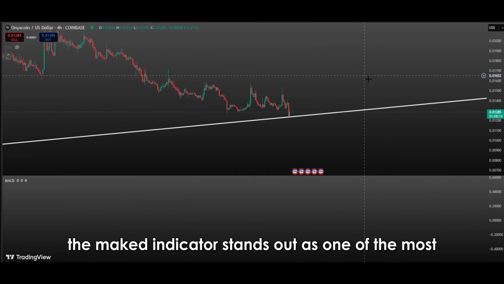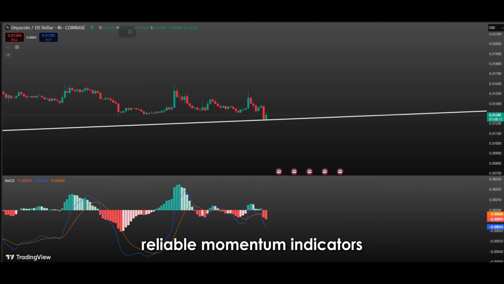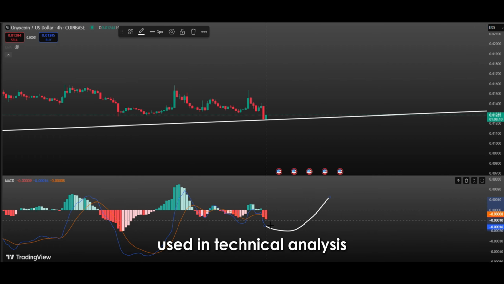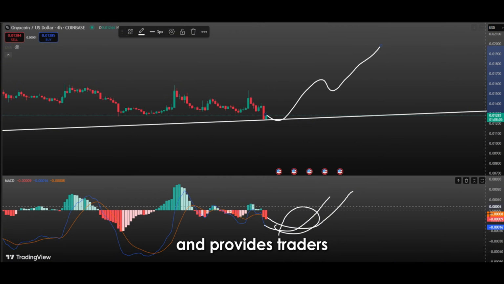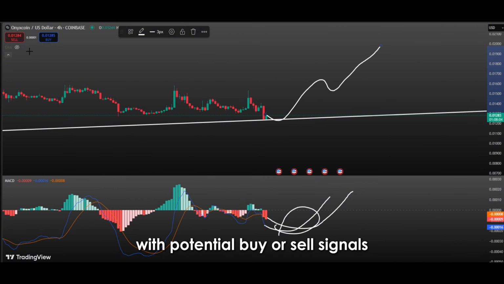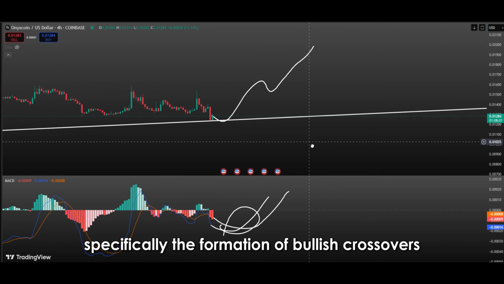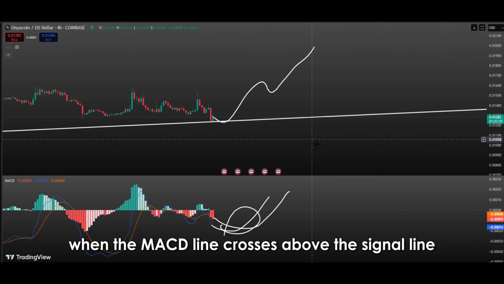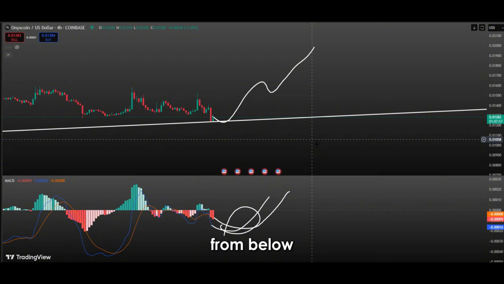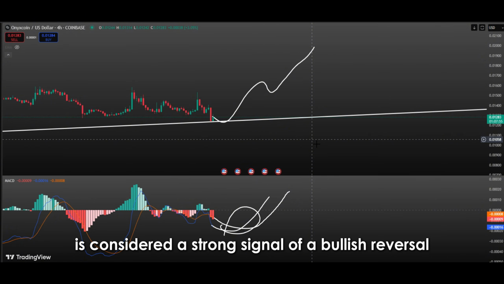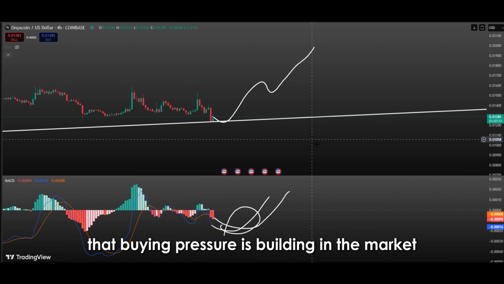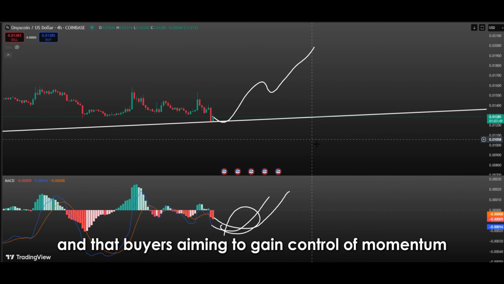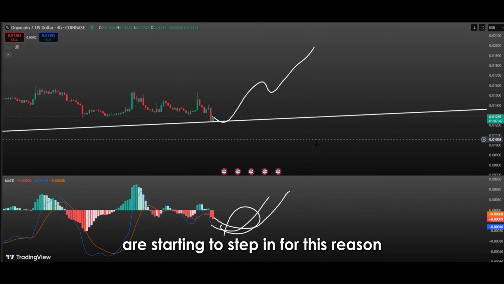The MACD indicator stands out as one of the most reliable momentum indicators used in technical analysis. This indicator measures momentum in price movements and provides traders with potential buy or sell signals. Specifically, the formation of bullish crossovers, when the MACD line crosses above the signal line from below, is considered a strong signal of a bullish reversal. Such a crossover indicates that buying pressure is building in the market and that buyers aiming to gain control of momentum are starting to step in.